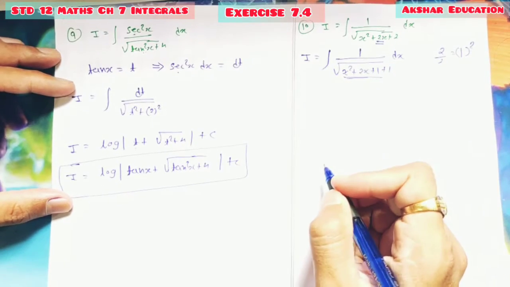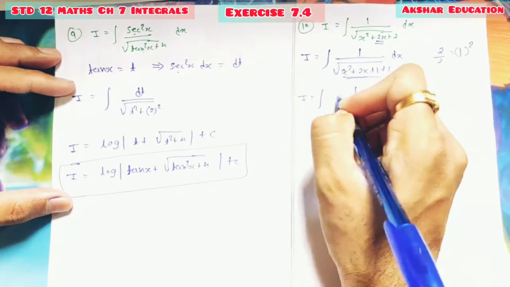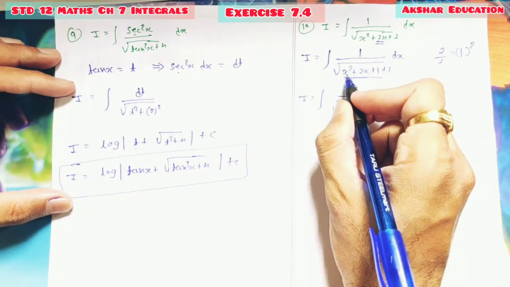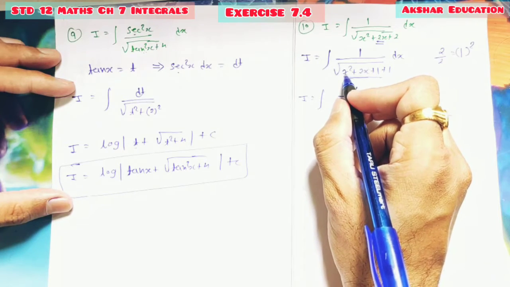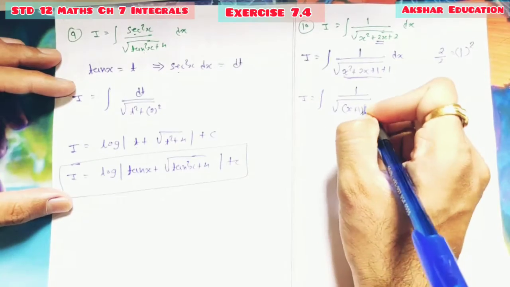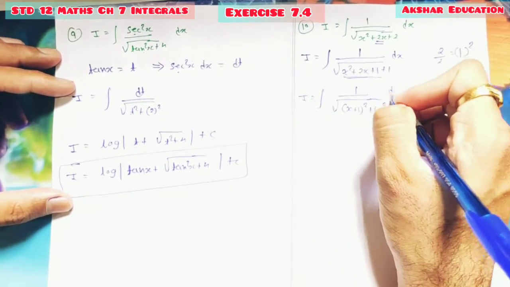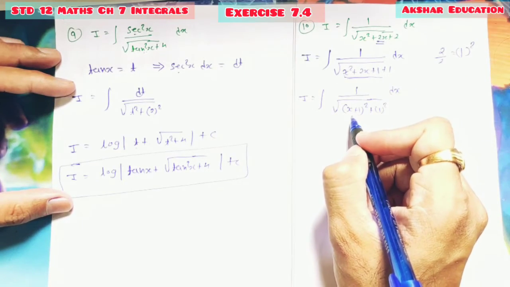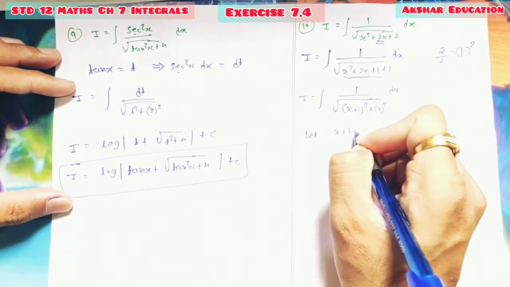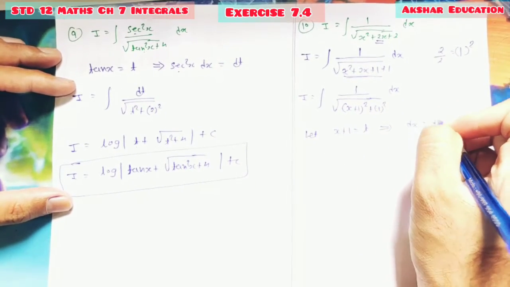Integration with respect to x, dx. So this one is I equal to integration of 1 upon square root of x square plus 2x plus 1, right, perfect square trinomial. Factor is x plus 1 whole square, and this plus 1 is nothing but 1 square, into dx. So this is our formula, x square plus a square. So here taking this x plus 1 as t, and therefore we are getting dx equal to dt.